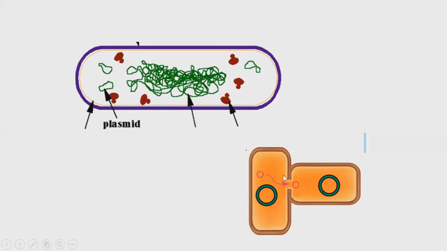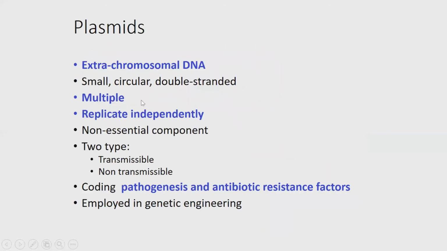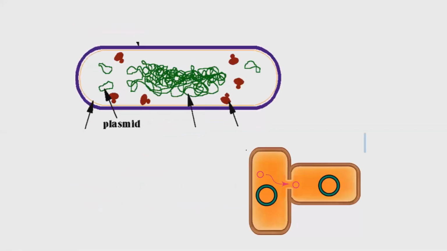So through plasmid, that's why it is very important to know what a plasmid is. Though it is a non-essential component, it can spread the antibiotic resistance factors from one bacterial cell to another. And it is very much used in genetic engineering or biotechnology. So if there are any students who are biotech students, I hope they already know what they're up for.